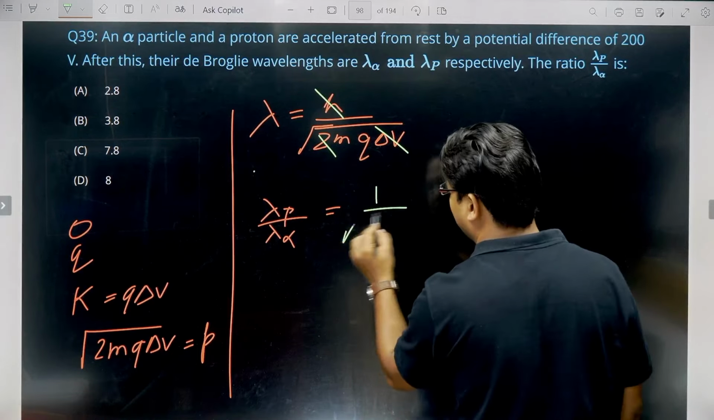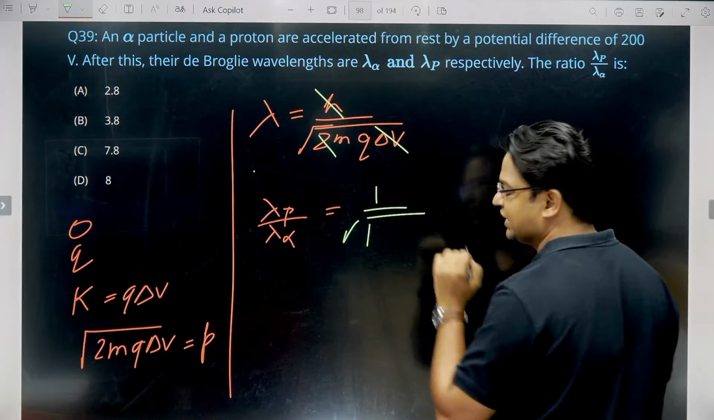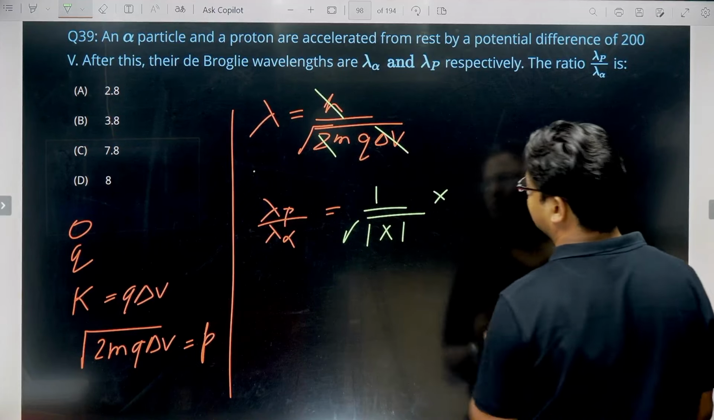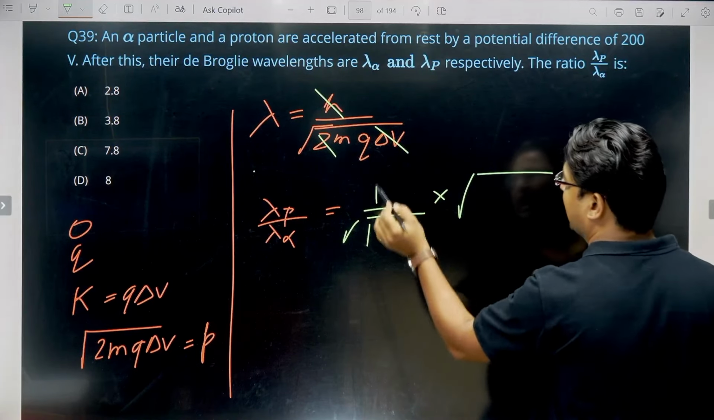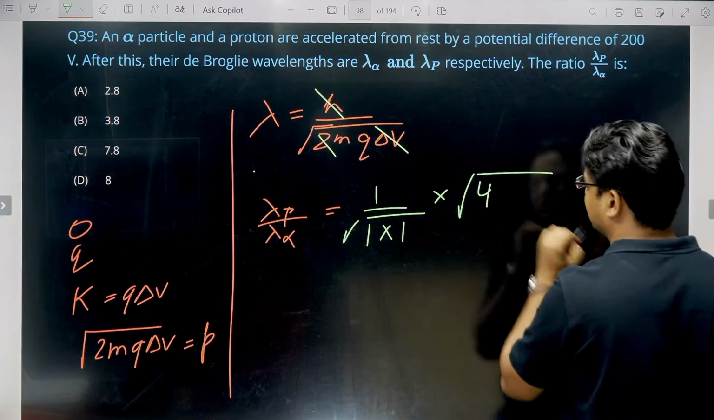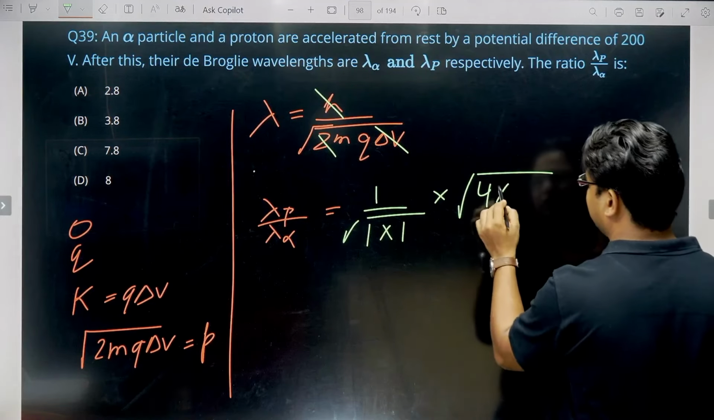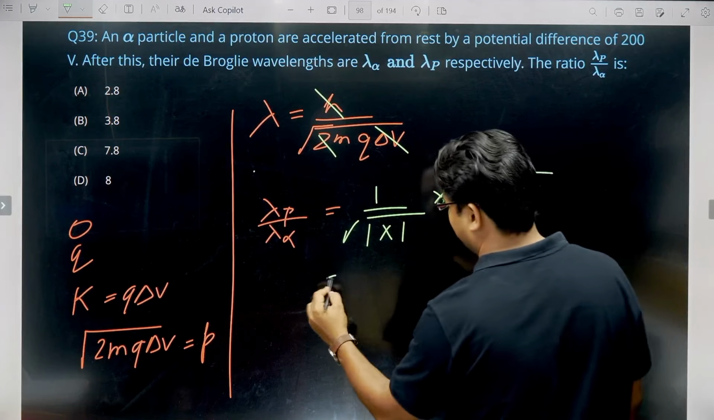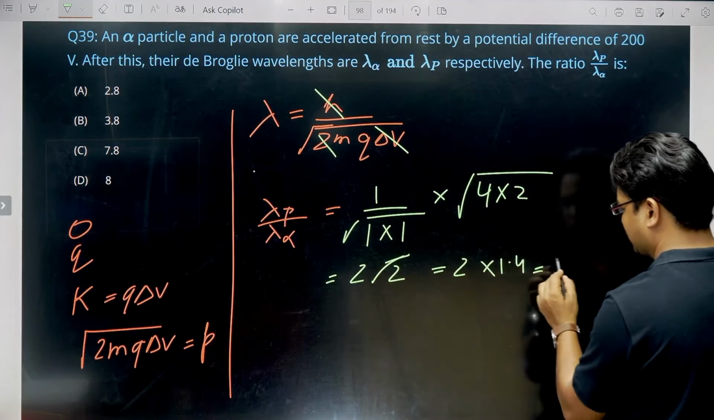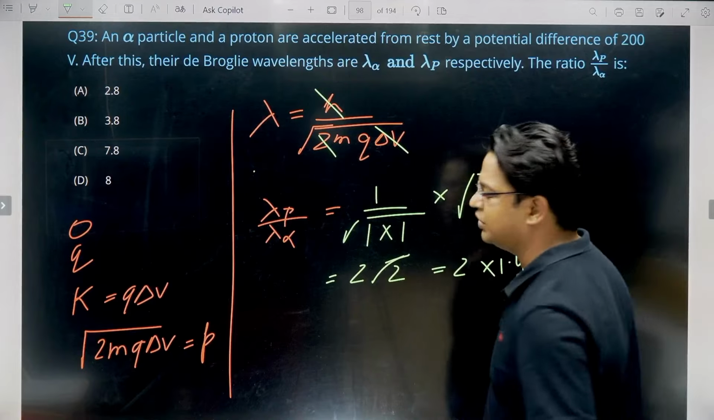So it would be root of mass of proton. Let's take it as 1 AMU. Charge of proton is again 1. Then for alpha particle, the mass is 4 AMU, and the charge would be 2 times, so root 8. That's 2 root 2, which is around 2 into 1.4, so that's 2.8. Okay, so this is how you can do it.